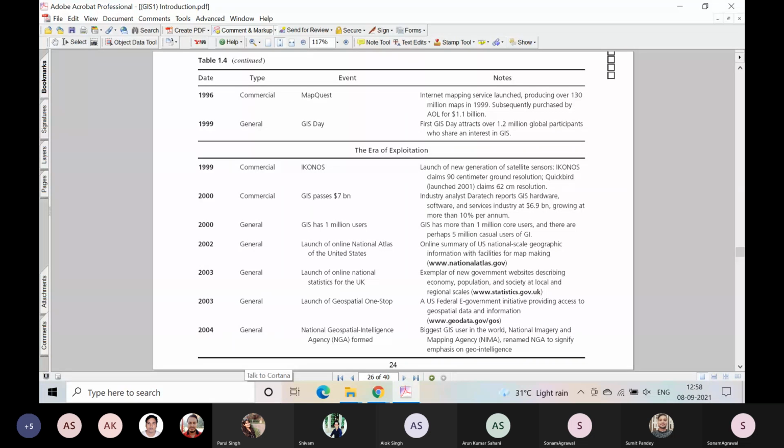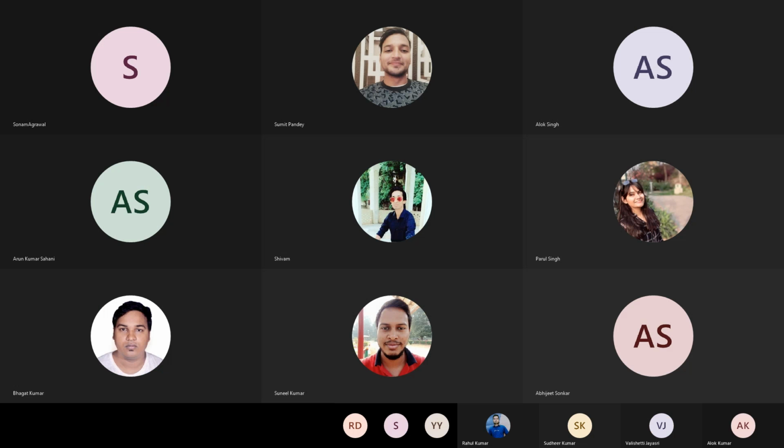We have discussed it. All of you read these slides, which describe the definition of GIS, the evolution of GIS and other things. So that's it from my side for today. If any one of you has any question, you can ask.